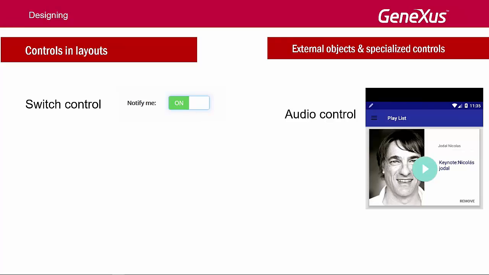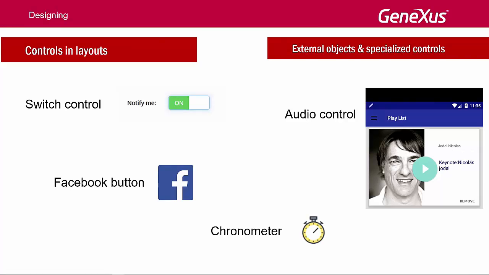To develop mobile applications, we have several specialized controls that provide useful features for mobile applications, such as a switch to enter decisions, a control to play audio, a button to invoke Facebook and obtain the user's profile, as well as a versatile chronometer, among other things. The objective of these controls is to maximize the user experience and make them easier to use by developers. Next, we will see some examples.